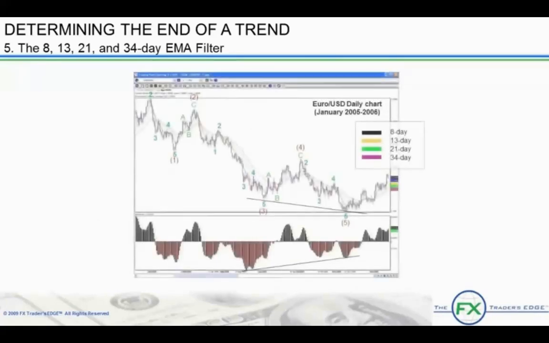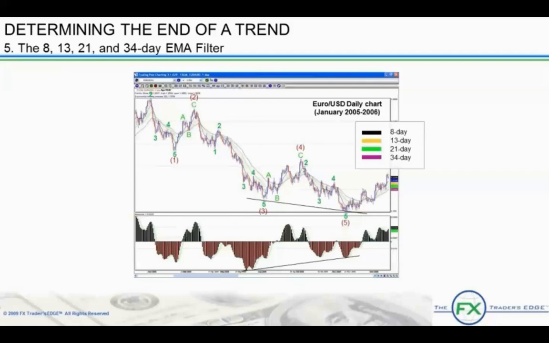You might be asking, how does a Fibonacci sequence of EMAs point to the end of a trend? The answer is, the most efficient tools are trend-related, and using a Fibonacci sequence EMA filter is a great way to exit a position after a 5-wave sequence. Let's illustrate.